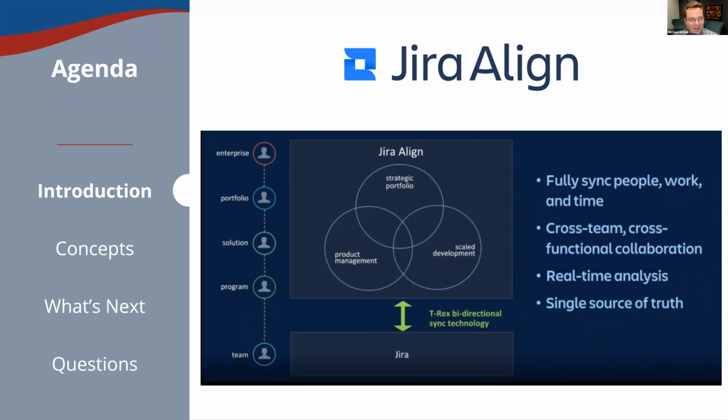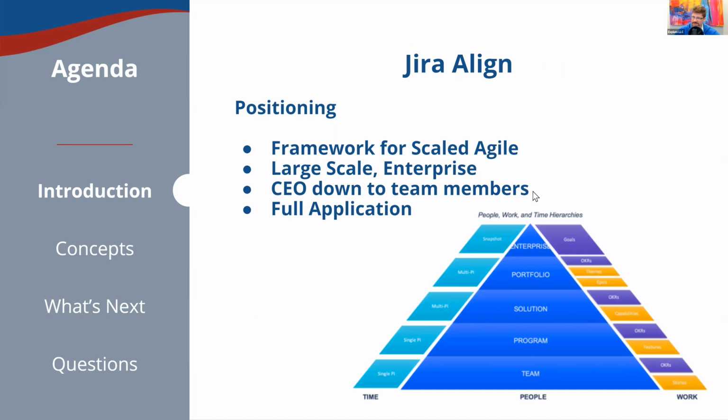Yeah, also there's a great bridge to lean portfolio management and risk management and other things that are really important for the enterprise and operating many portfolios at scale. Yeah, and it's all baked into the tool. All right. So the positioning again for Jira Align is people that use a framework for scaled agile.